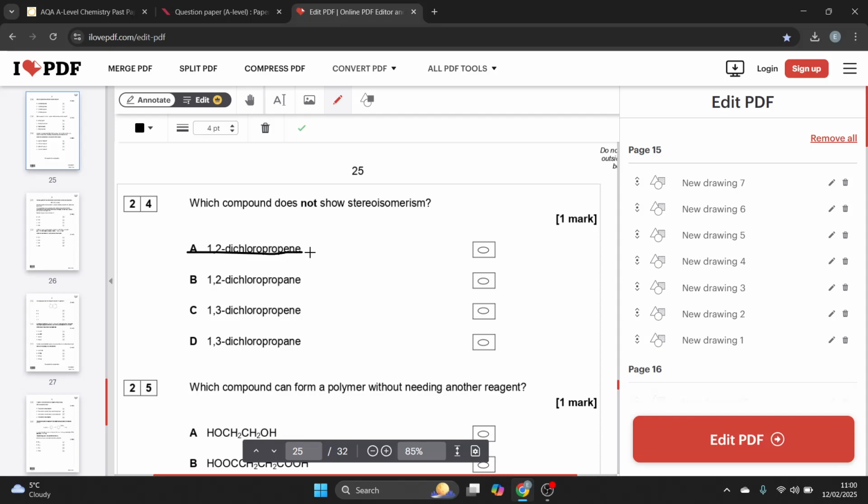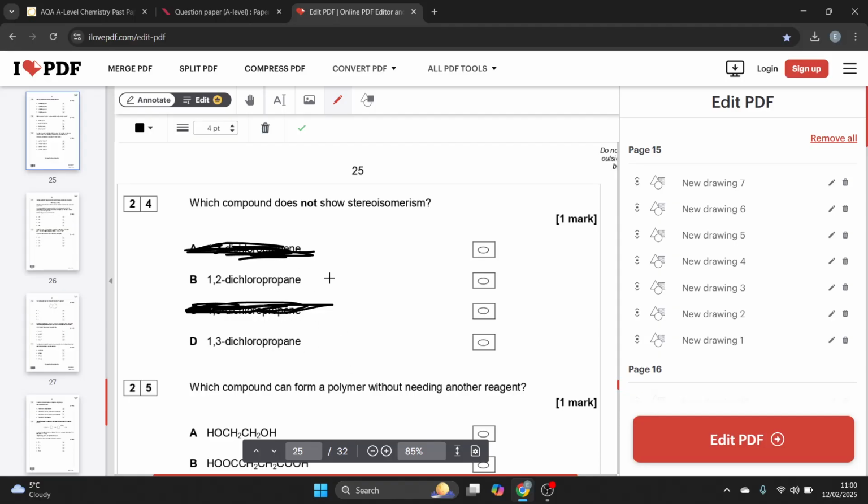Now, obviously, these alkenes will show stereoisomerism. And I know they've got 1,2-dichloro, 1,3-dichloro. They're not going to be symmetrical. Definitely not, so they do show stereoisomerism. So now I'm looking for B and D. Which one does not have a chiral carbon?